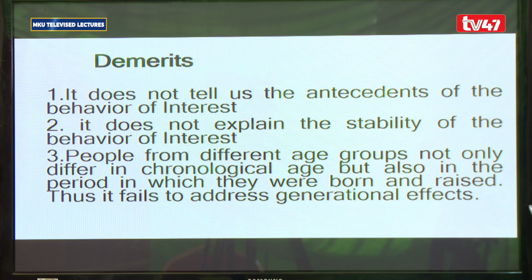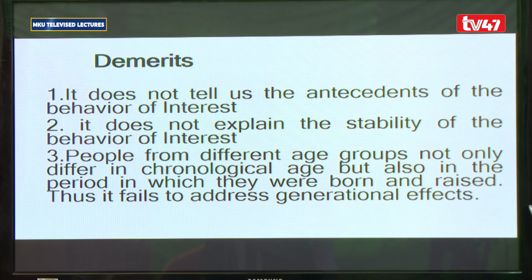One, it does not tell you what was going on before the behavior of interest. So this word here, you have the word antecedents. What is an antecedent? Antecedent is something that was there before. So when you're using the cross-sectional, it is not going to tell you what was happening before you collected that data in terms of the particular behavior of interest.